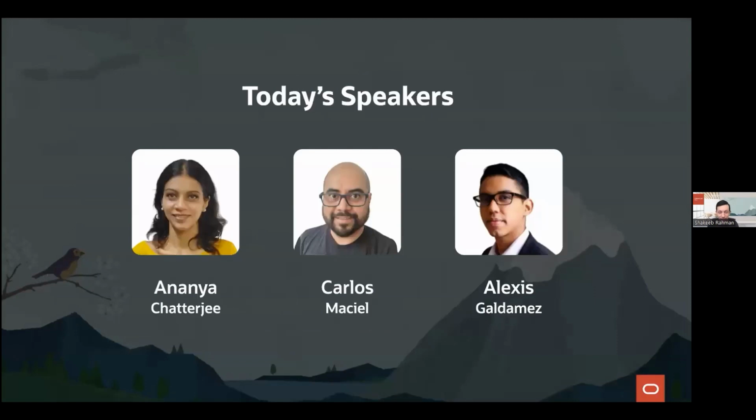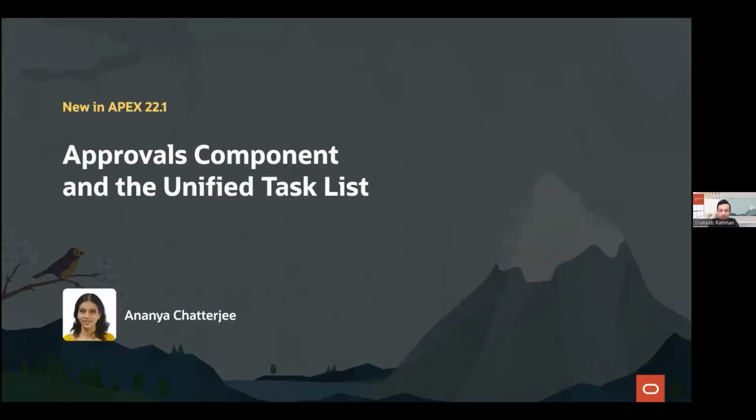And I have with me 3 speakers from the Apex development team. I've got Ananya Chatterjee, Carlos Maciel, and Alexis Galdamez. So what I'm going to do now is I'm going to hand it over to Ananya, and she's going to talk to you about the approvals component and the unified task list, which is new in Apex 22.1. Take it away, Ananya. It's all yours.